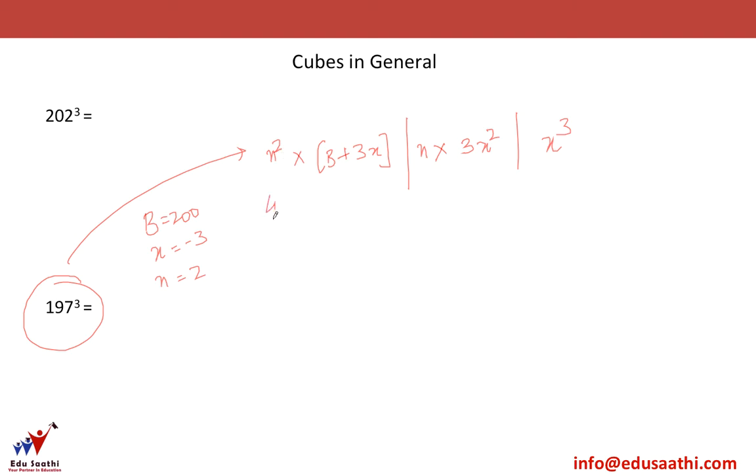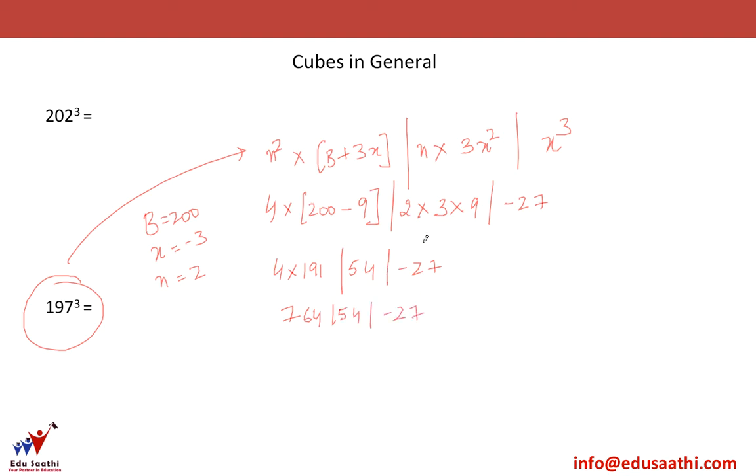N square is 4 multiplied by base is 200 minus 9, because 3 into minus 3 is minus 9. N here again 2 multiplied by 3 multiplied by 9, since minus 3 square is 9, and minus 27. So if we start solving, I'll have 4 into 191 slash 2 3s are 6, 9s are 54 slash minus 27. This gives me 764 slash 54 slash minus 27.